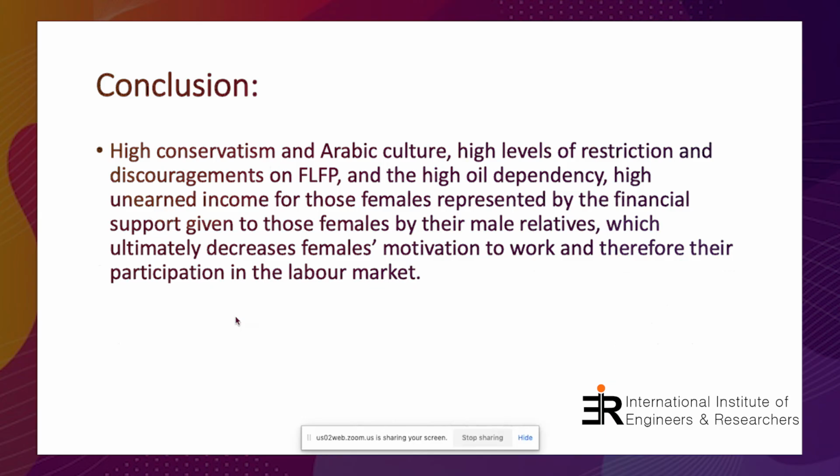However, being highly oil dependent means high unearned income for those females, represented by the financial support given to females in those highly oil dependent countries, which ultimately, of course, decreases female motivation to work and therefore their participation in the labor market.